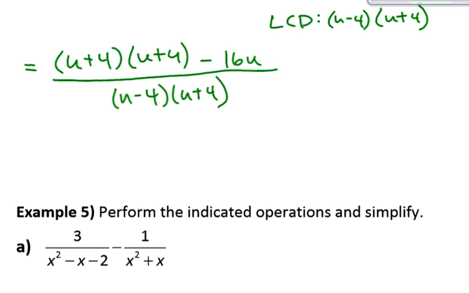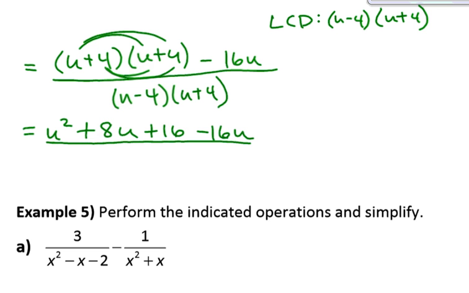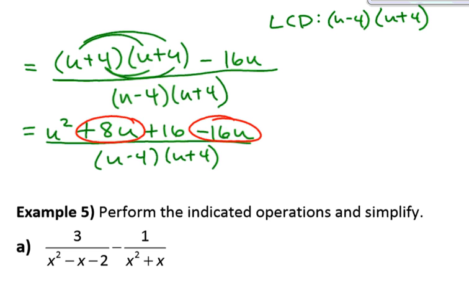Now we have to distribute and simplify. So u plus 4 times u plus 4. Again, all you have to do is say u squared. The middle term will be the 4's added, so 4 plus 4 is 8u. And the third term is going to be the 4's multiplied, so plus 16. Then minus that 16u. And now combine like terms. So notice I have a plus 8u and a minus 16u. So 8 minus 16 is negative 8. So we have u squared minus 8u plus 16 over u minus 4 times u plus 4.